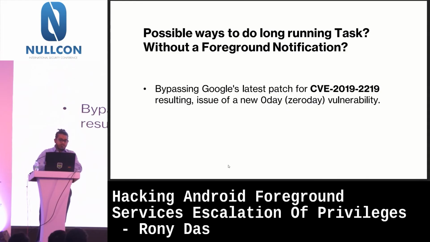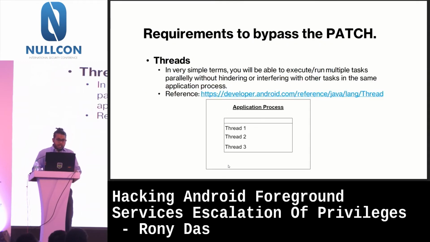Basically, to bypass this, we need a 0-day. That is very, very simple. And the requirement for this bypass is that you have to know about threads. It's a very, very simple bypass. It's just 5 lines of code, and you'll be able to bypass it. The implementation of the application is very long, but the code where the bypass is working is just 5 lines.